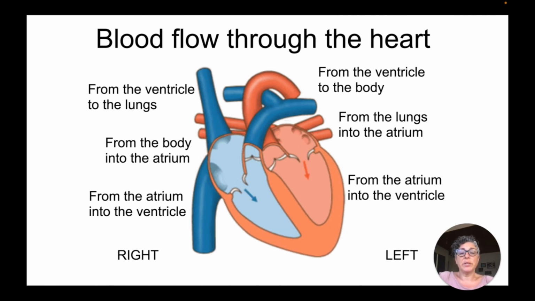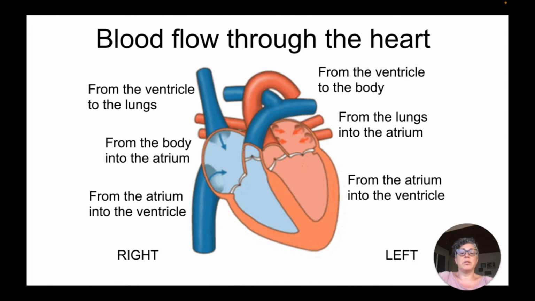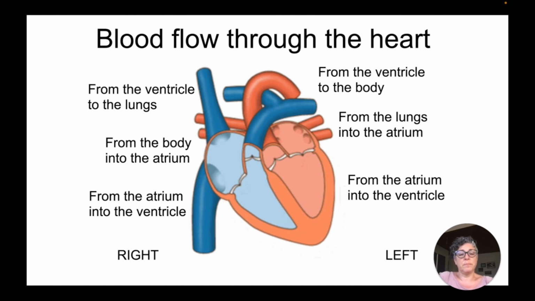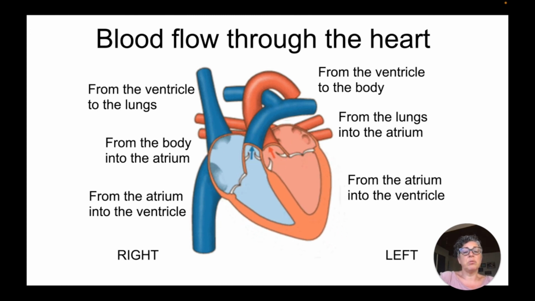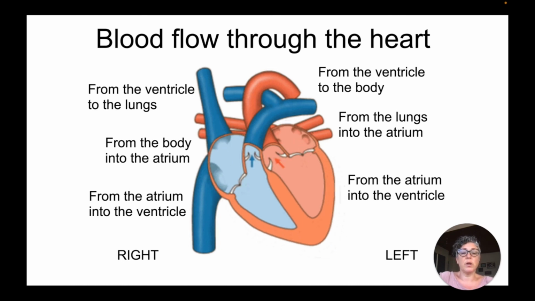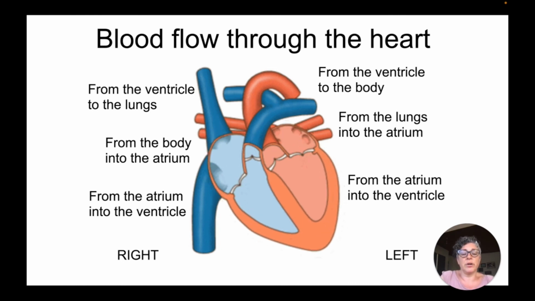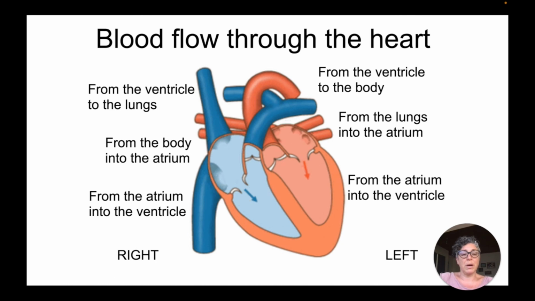Then blood is going to be pumped out of the ventricles. So on the right side, that ventricle is pumping blood to the lungs through the pulmonary artery to pick up oxygen. On the left side, the blood is being pumped out the aorta, which is now the main artery that goes to the body. So now it's going to be broken up into smaller arteries, as we saw on the previous slide. So that's going now to the body.